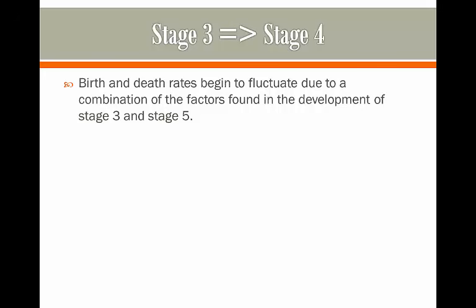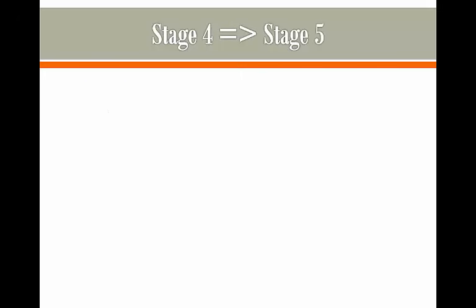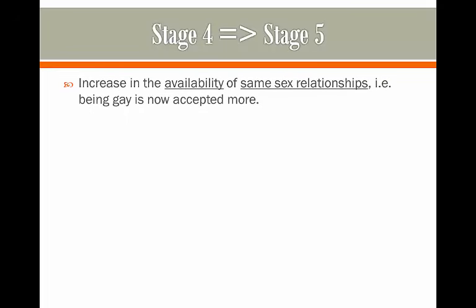So in order to know why these fluctuations occur, we have to compare it to what happens in stage 3 and stage 5. So we've just looked at how a country develops from stage 2 to stage 3, and this is the difference which is going to make stage 4 fluctuate. So the reason there is a decrease in birth rate and an increase in the death rate, hence making the population decline, is because there's an increase in the availability of same-sex relationships. So, as being gay is now accepted in these more developed countries, they are not going to be able to have children of their own.